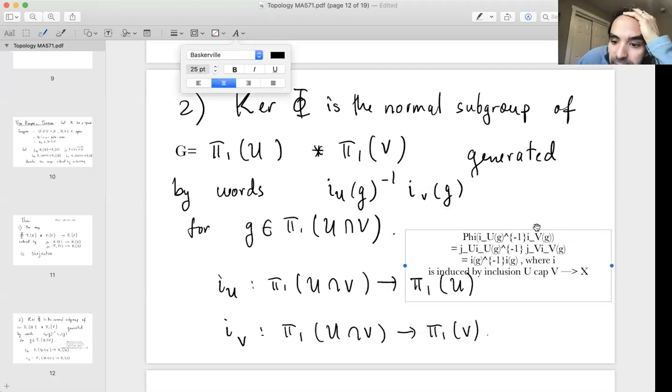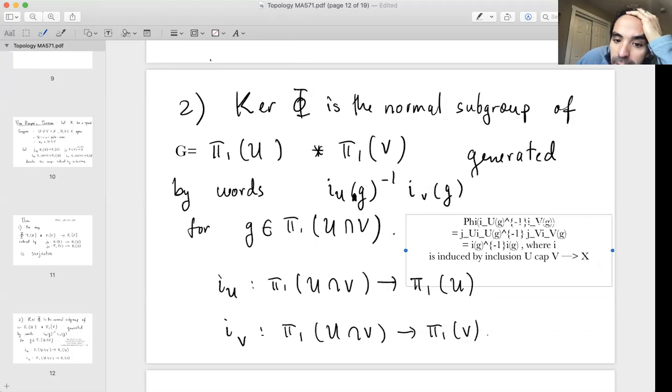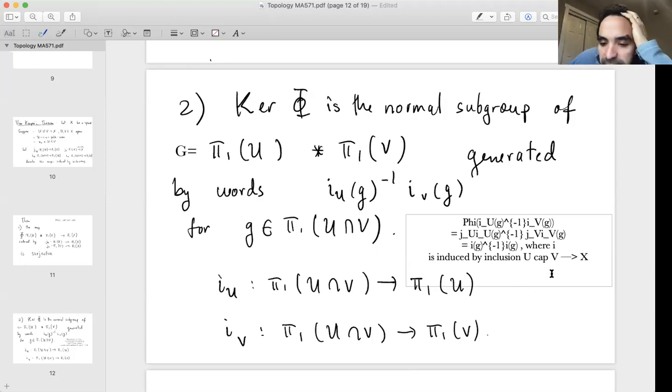Yeah. And now I'm saying all of these elements are in the kernel of phi. That's my second claim. And that's straightforward from the definition of phi. So let me explain. If you apply phi to this element, for example, what does that mean? This element here lives in pi_1 of U, and this element here lives in pi_1 of V, right? So applying phi to this word, just a second, I need to run and get my charger.